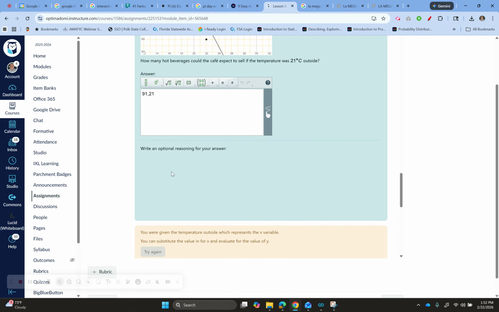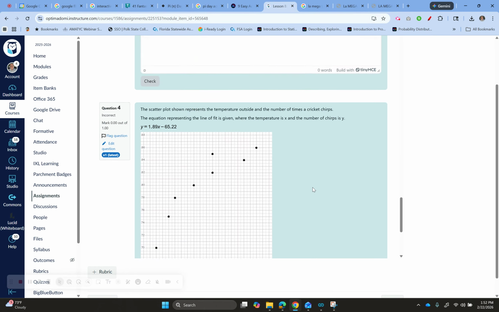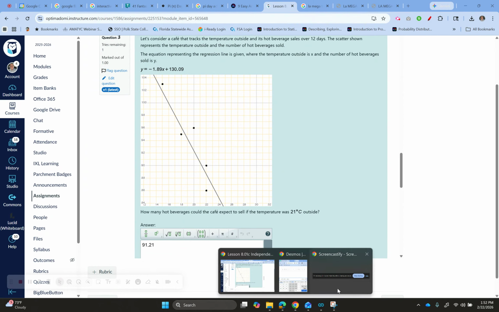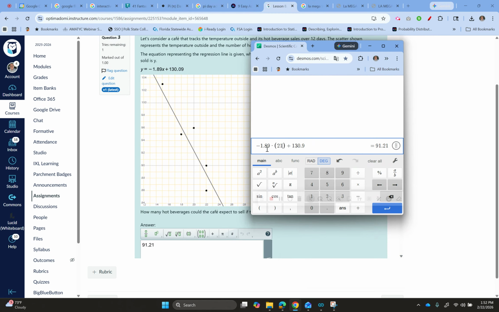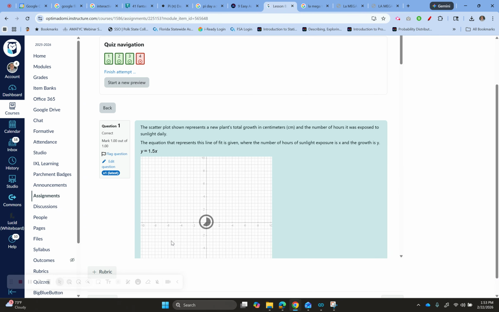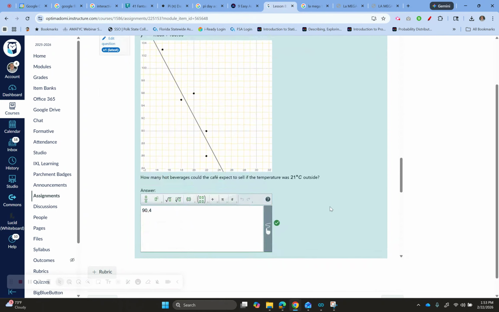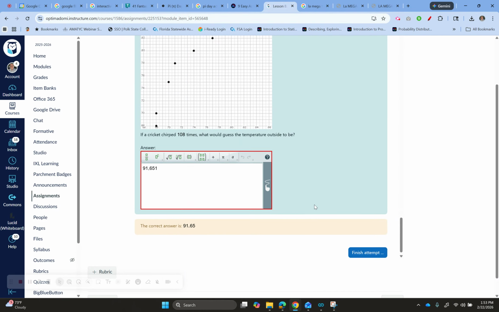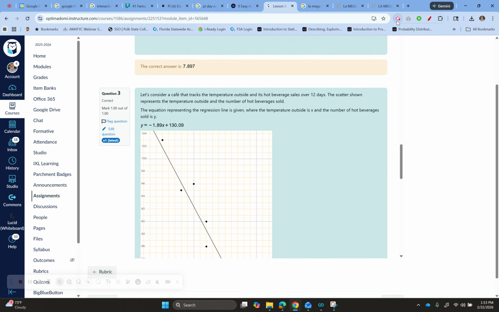Okay, it didn't come out correct. Let me go to my calculator one more time. Maybe I put something wrong, so I'm going to look again. So negative 1.89, 130.9. Oh, I put 0.9, it was 0.09, so 90.4. So I was pretty close when I said 90.5. So 90.4, there we go. And we're going to check. Okay, you can see I got it right. So just a warning, question number 4, round to 2 decimal places instead of 3 like I did. And that's it. That's how you do this assignment.